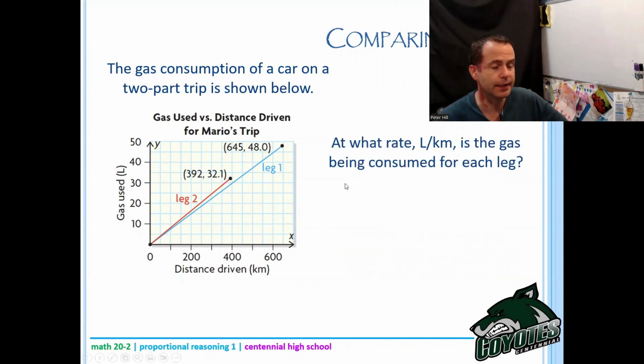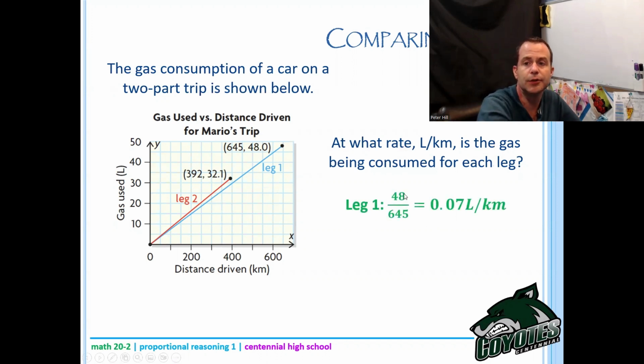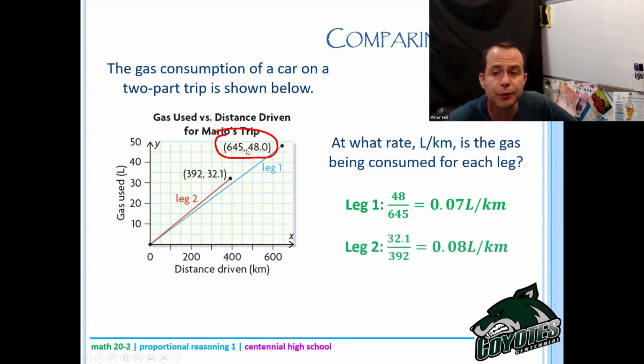All right, at which rate in liters per kilometer is the gas being consumed for each leg? Okay, so you just pick a point, find the liters and the kilometers that match, and then divide them. Okay, because it says liters per kilometer, that means liters has to go on top, kilometers has to go on the bottom. Okay, so for leg one, I chose 48 liters over 645 kilometers. That was this point given to me right here. And that's going to be 0.07 liters per kilometer.